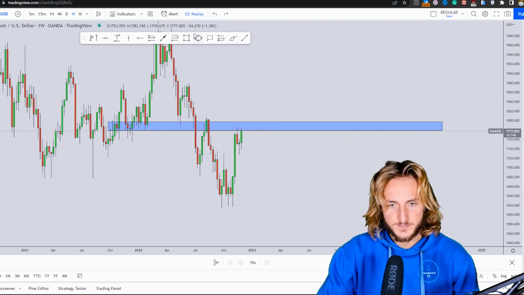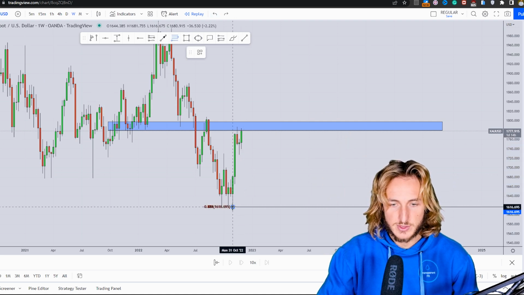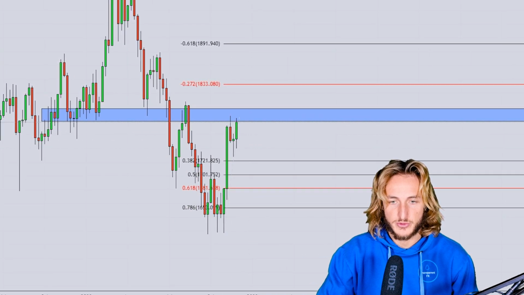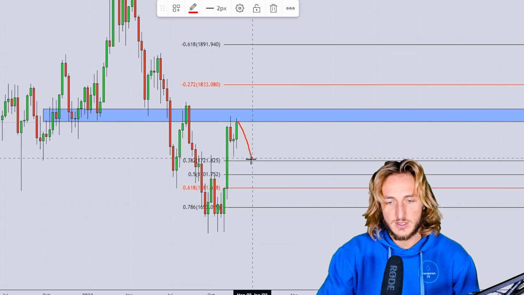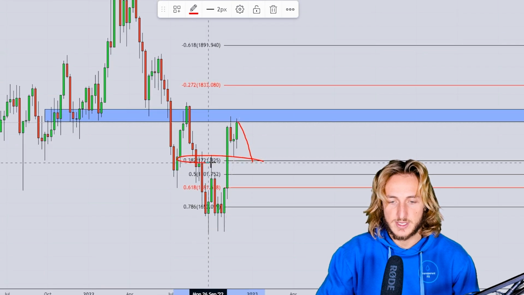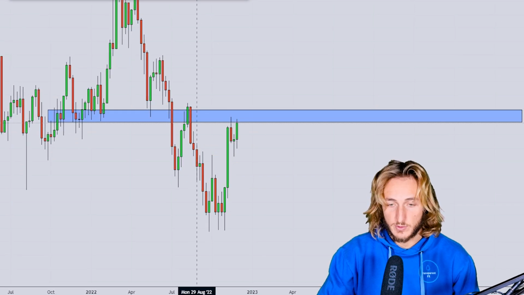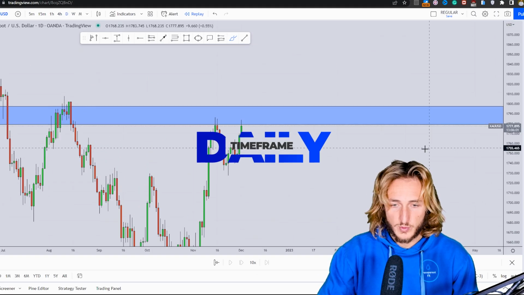Now, in this case, if we take our Fibonacci from this low to this high, we can notice how the market hasn't retraced to the 0.32 yet. So there is definitely a possibility to see more bearish price action to develop for the market to go and retrace to this zone. If we drop down on the daily time frame, what do we see?